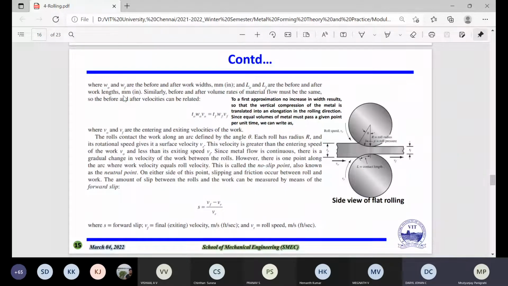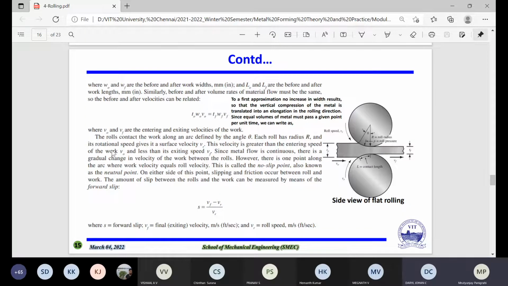W0 and WF are the width before and after. Whatever the initial width you have taken as W0, and whatever the WF width, you are taking this as the width after the rolling. Whereas L0 and LF are the before and after work length. Whatever the initial length you have, L0, and after, because the length is also changing whenever you are squeezing. So LF is known as the length after the roll.